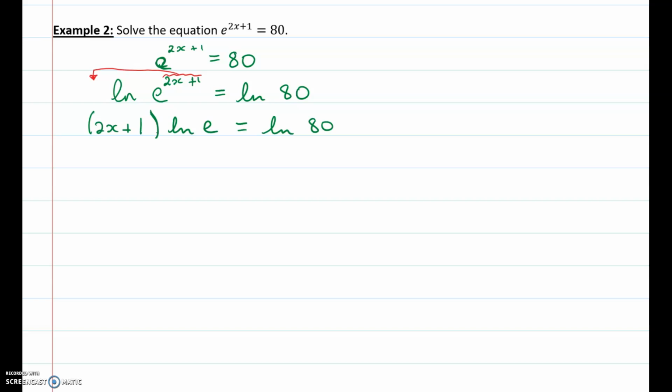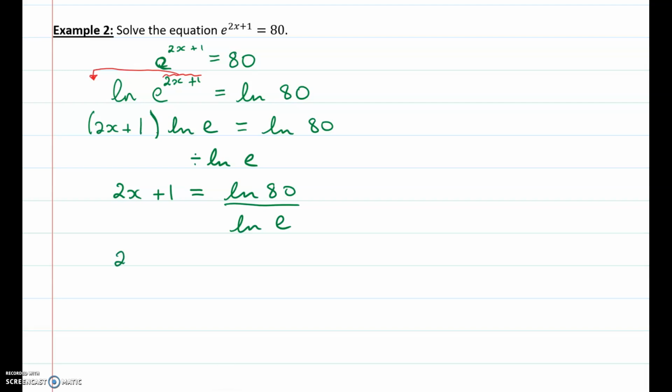Now, we can continue on, same as we did before. So the 2x plus 1 is here. We can divide across by the natural log of e. And this is a much longer way of doing it. We'll see a shortcut in a second, but this is how the thing works based on first principles. So if we divide both sides by the natural log of e, we get 2x plus 1 equals the log of 80 over the log of e.